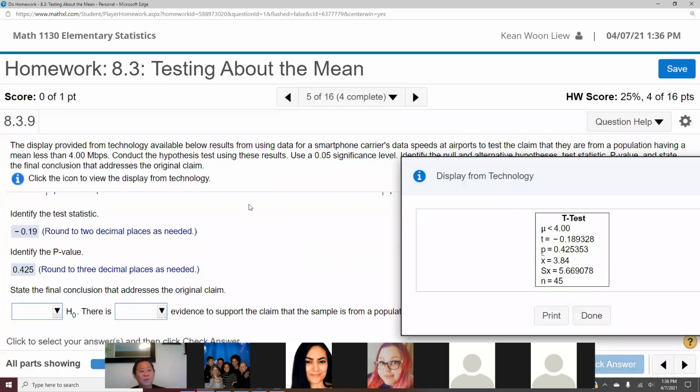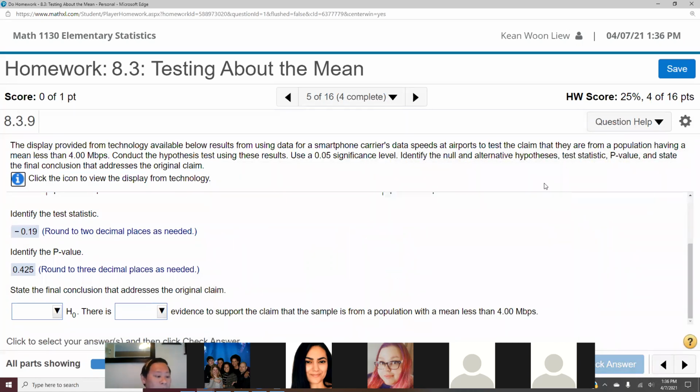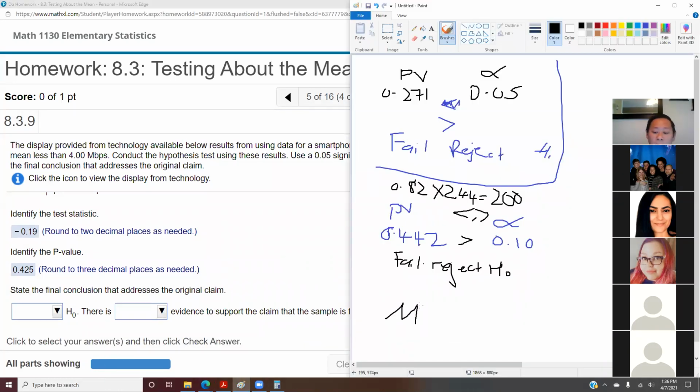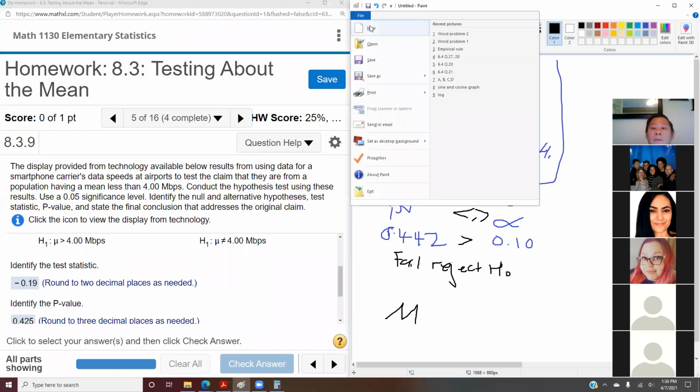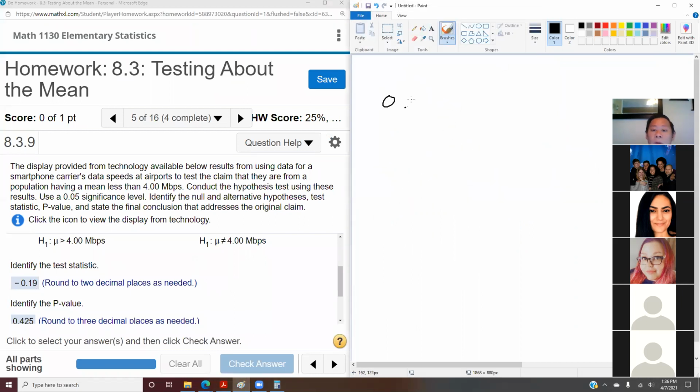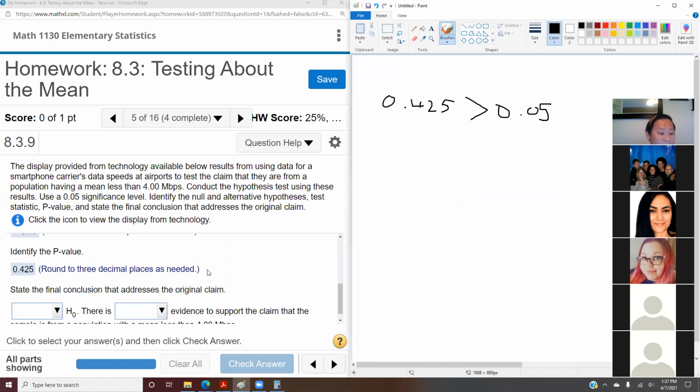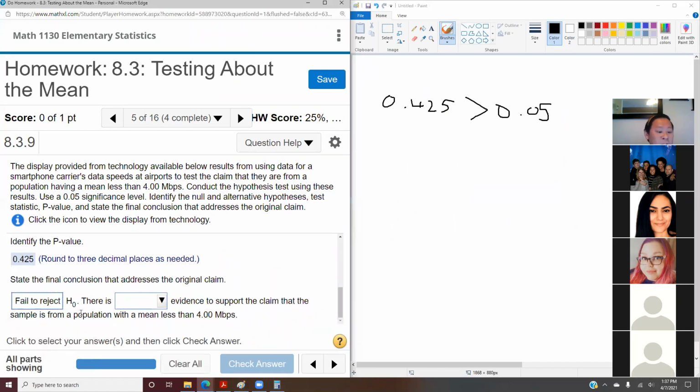Now I can shut this off because it's no longer needed. Can someone tell me what you do with the p-value? The p-value is 0.425. Alpha is 0.05. I have to give you alpha. So it's greater. So what do we do? Fail to reject H0. Okay, so we will fail to reject H0.